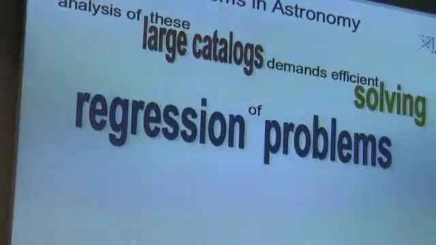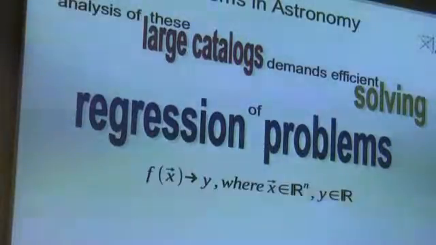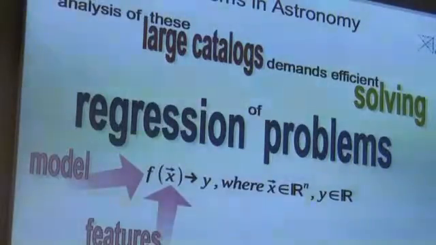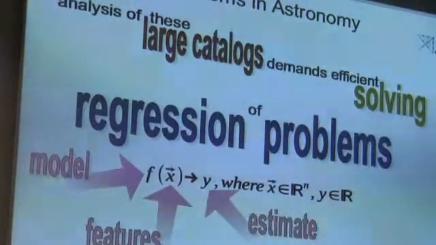Very common are regression problems in astronomy. To be able to efficiently analyze those large catalogs, we have to solve some kind of regression problems. We really want to estimate certain kinds of values. And to do it, we just have a very simple model function, whatever you would denote it, with some kind of input features, input parameters, and a value your estimate will retrieve from your model.